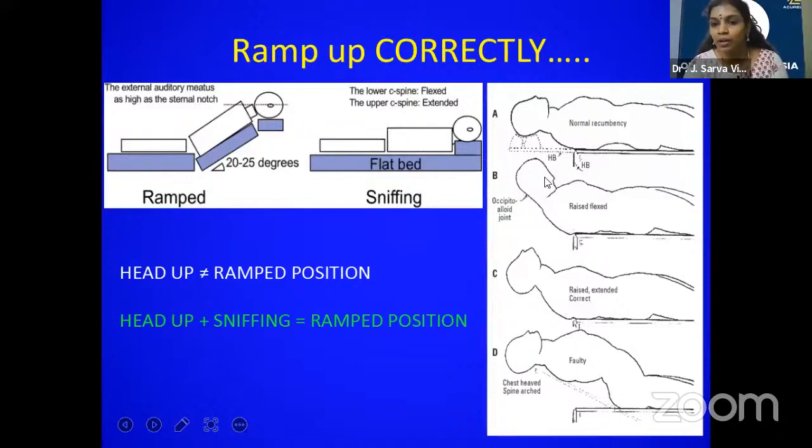If you just do a head up, you're not going to achieve a better position at all, because the neck is still going to be flexed. So you need to ramp up and also do the sniffing position. So ramping up is not just head up, it is a head up and a sniffing position. So you need to do a head up of 20 to 25 degrees and also achieve a sniffing position so that it is a correct ramp position.